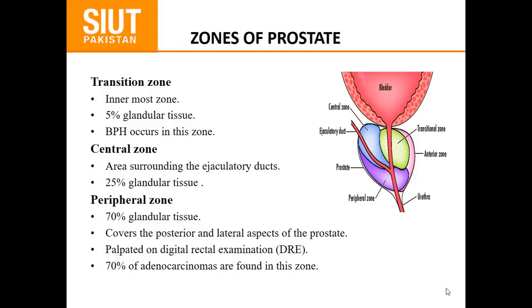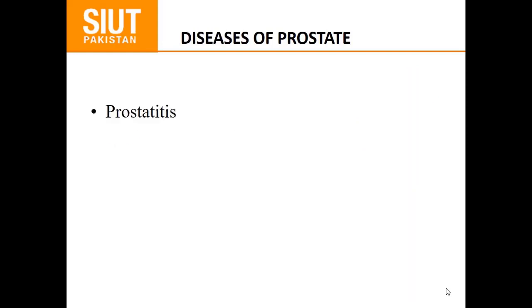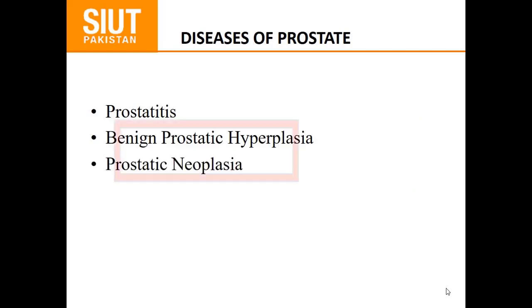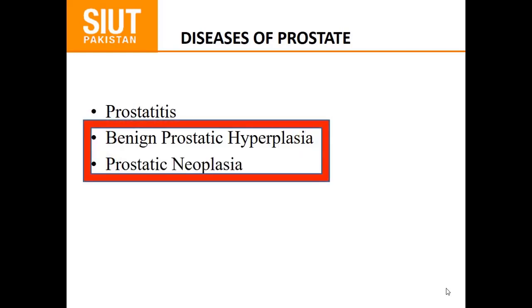Peripheral zone. 70% of the glandular tissue is present in the peripheral zone, and it covers the posterior and lateral aspects of the prostate. It is palpated on digital rectal examination, and 70% of adenocarcinomas are found in this zone. Diseases of the prostate: prostatitis, benign prostatic hyperplasia, and prostatic neoplasia. Today we are discussing BPH and prostatic neoplasia.